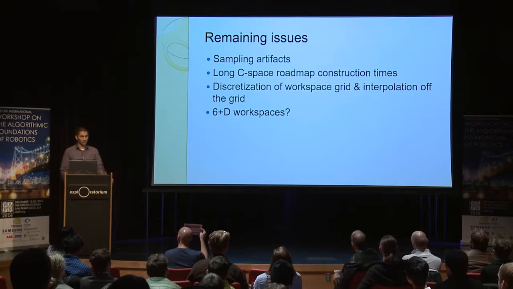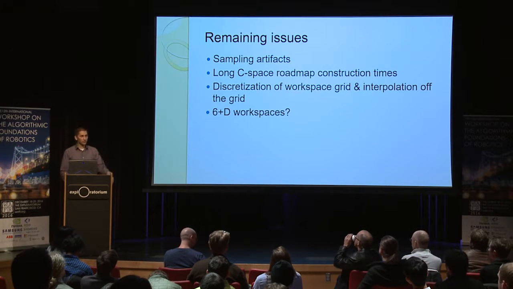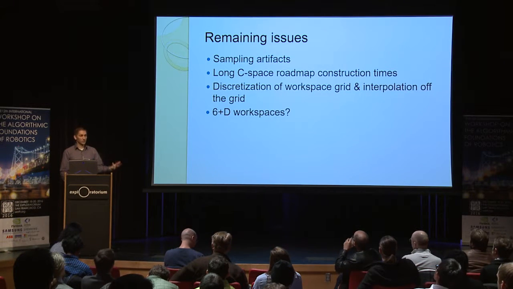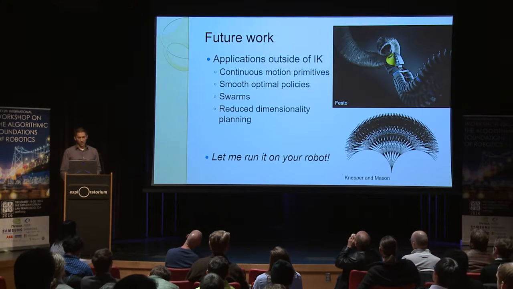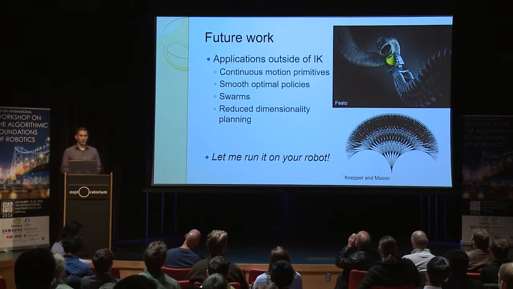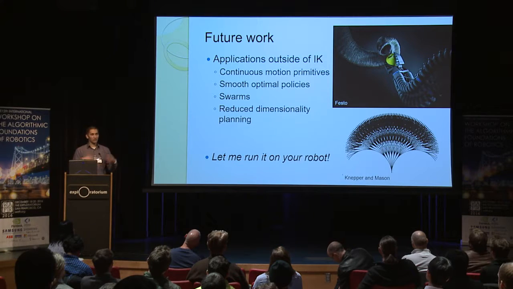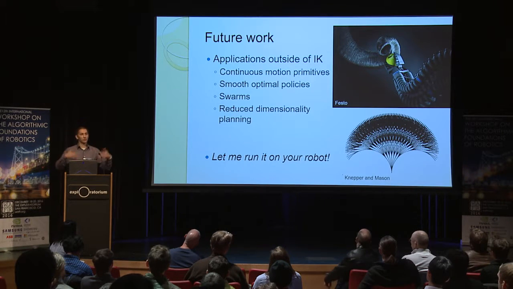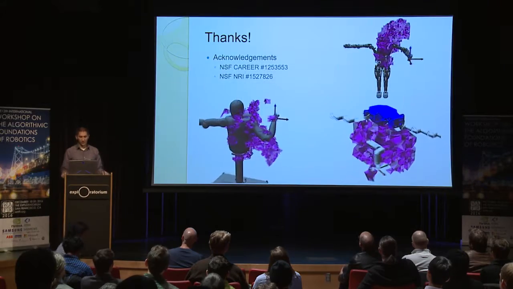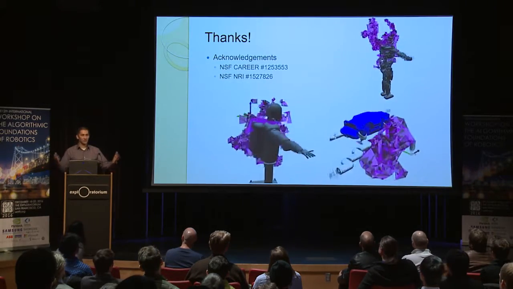So in terms of a final wrap up, some of the issues that we still have to look at are sampling artifacts. We want to extend this to 6-dimensional workspaces and so on. There's also the generality of this beyond IK to other domains. And also if you have any robots that you want me to test this on and generate these pictures for you, I'd be glad to do that. So I'll just leave you with this picture and I'll take your questions.